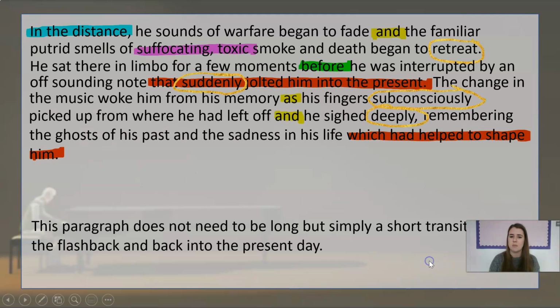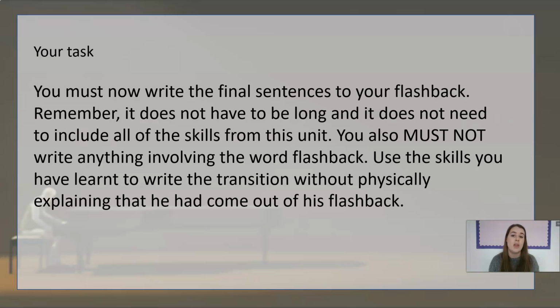Look at this one here. If I go back here, okay, I haven't used everything. I haven't got a simile in there. I haven't got a metaphor in there. There's no personification. I haven't used all of those skills because it's not necessary to squeeze into such a small paragraph, okay?